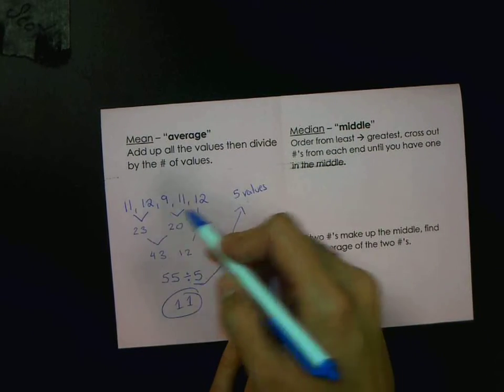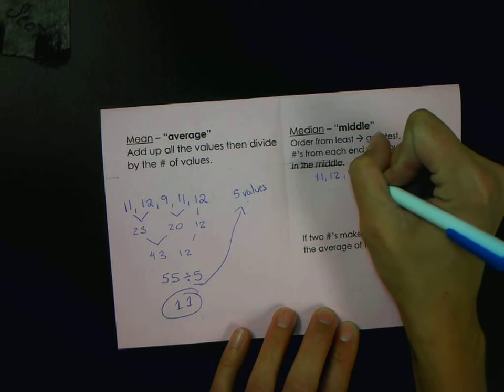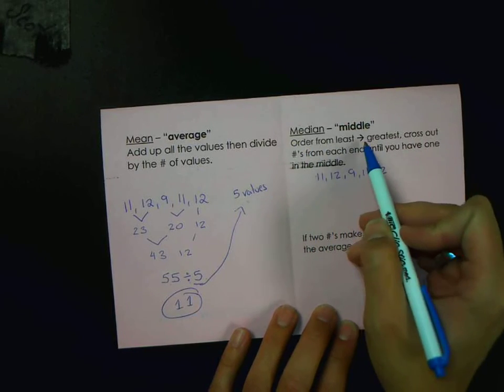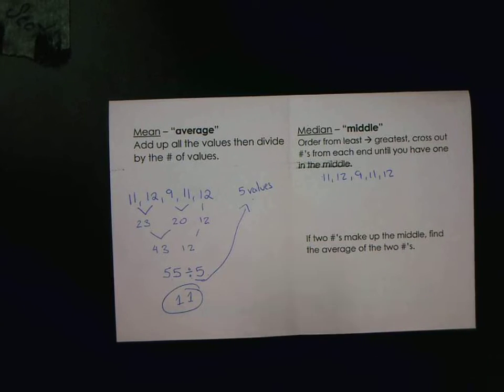Our first step is to order from least to greatest. This makes it a lot easier, and then you get a more accurate middle once you order from least to greatest. So we're going to take our smallest number, 9. Then we have 11. We actually have 2 11s, and then we have 2 12s.